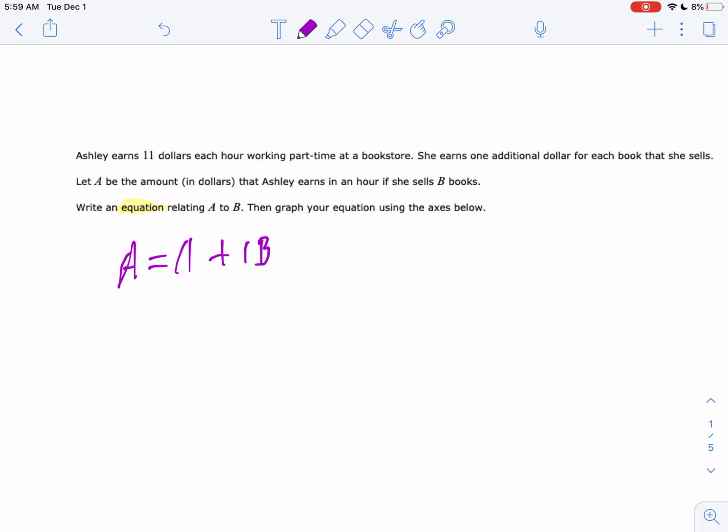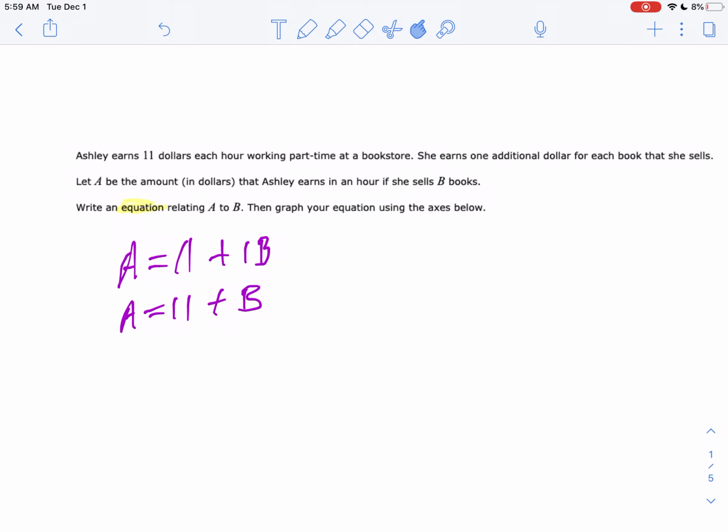Now, you don't have to write the B, or the 1, I'm sorry. You have to write the B. You could write A equals 11 plus B, and you would have had that correct. And that's all we needed for that one. I think you had like A plus 11B or something like that. I don't remember.